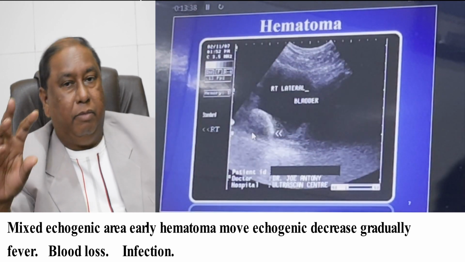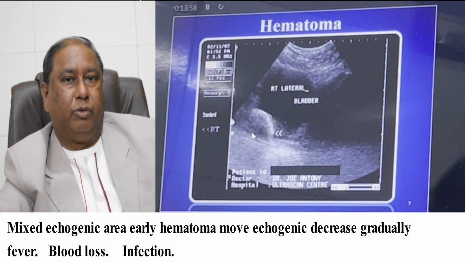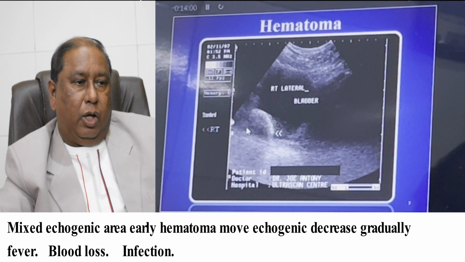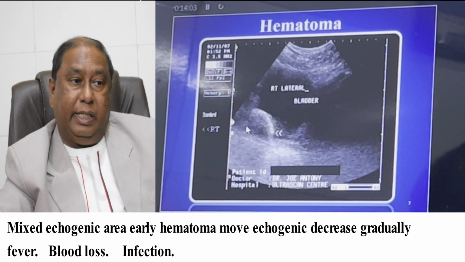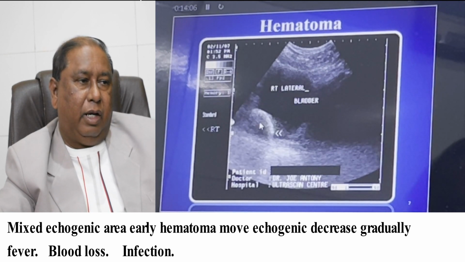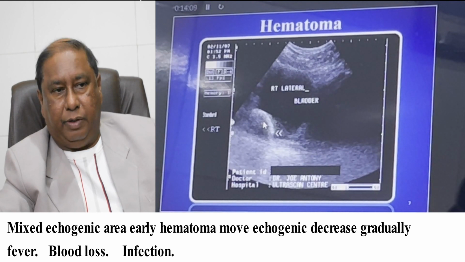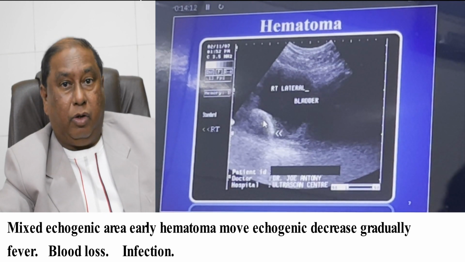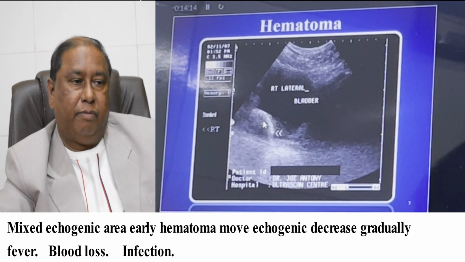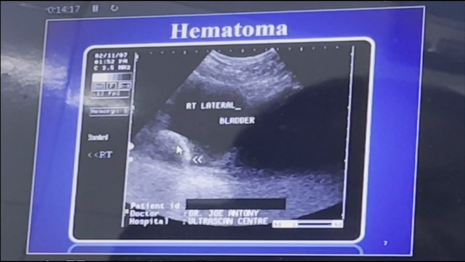With the course of time, the blood would be changed. It will be clotted. And there will be change of the organic molecules inside the blood. It will change. Rotting will be there. So the echogenicity will decrease gradually. It may be associated with fever because of infection. There may be blood loss with the micturition, and there may be infection.